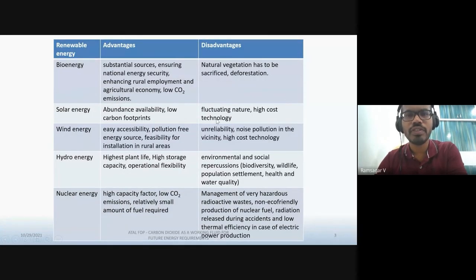For example, if you consider solar energy, since it is fluctuating in nature, you can capture maximum solar energy in the daytime and store it, and that can be used in the absence of light or during night. But that requires battery technology or high capacity power storage devices. So different options are available there.